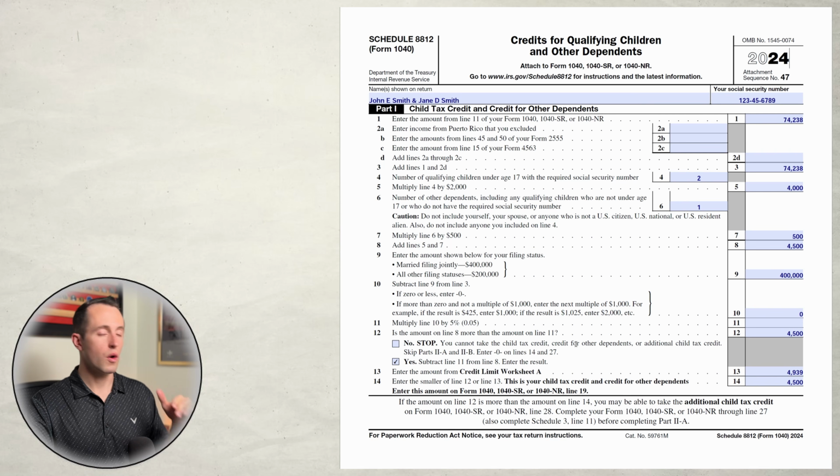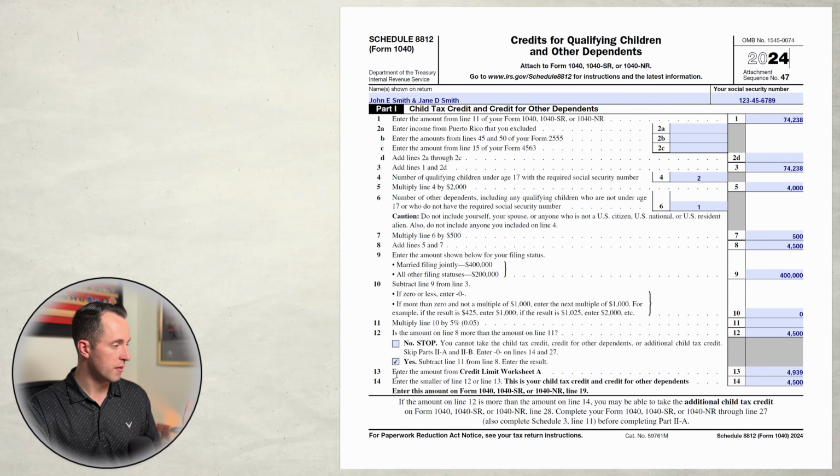So going on to this part, where it deals with whether you have to check the box no: it's asking, is the amount on line 8, how much you're eligible for in these child tax credits as well as the other qualifying dependents, more than what is in line 11? If the answer is no, you cannot take the child tax credit for other dependents or the additional child tax credit, and you're going to skip basically the rest of the form. So if you have to check no here, you're not going to be eligible for the credit at all. But in this situation, we checked yes.